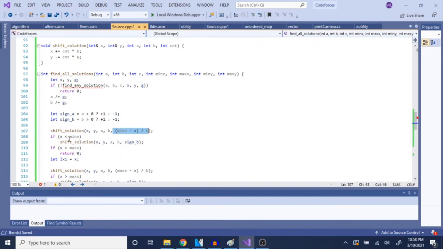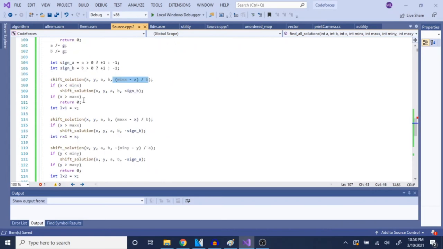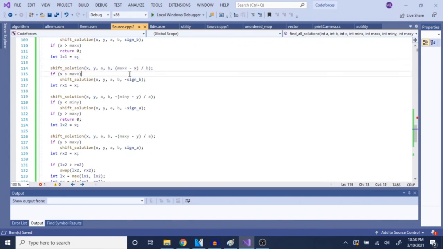If our x value is less than min x, we're going to shift the solution again, because now we got too far of min x, and then we're going to change the sign, and it goes the other way. And then if x is greater than max x, that means we're past the interval, so then we're going to return 0. x1 is just a copy of x. And then this one shifts the solution by the interval of max x minus x over b. It's going to shift that number of times.